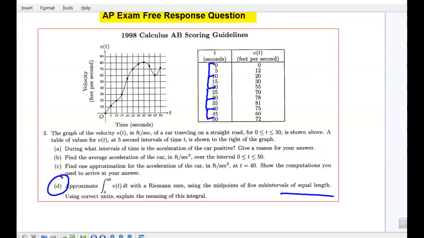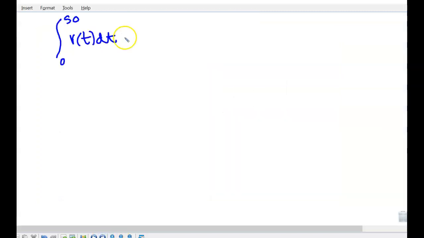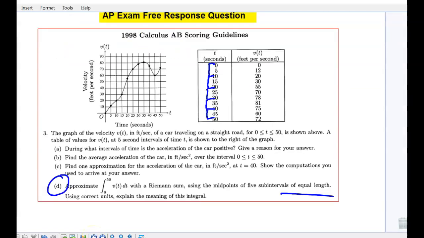Okay, and so those are my 5 intervals. So my width is going to be 10 seconds. So the width of my rectangles are going to be 10 seconds. And now I want to find the middle of each rectangle for the height because it wants me to use a midpoint Riemann sum, or a midpoint rectangle approximation method, which is also referred to as a Riemann sum. So we'll talk a little bit more about that after, but a Riemann sum is a rectangle approximation method.